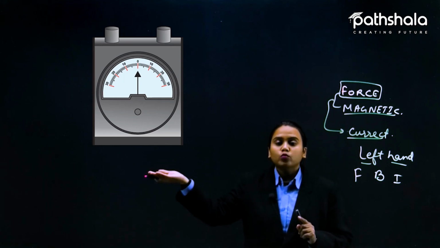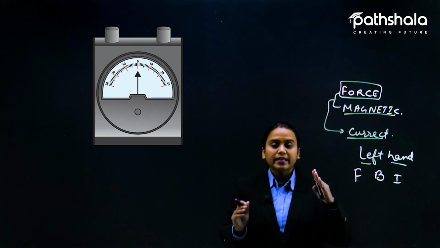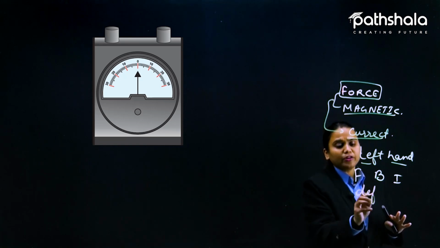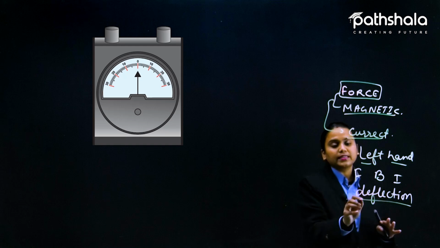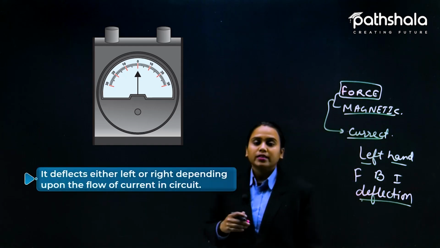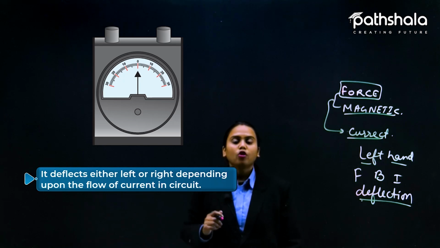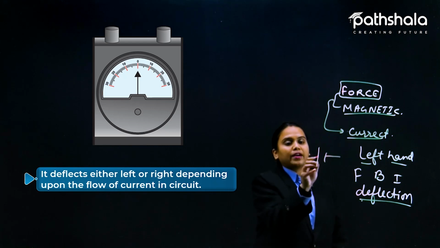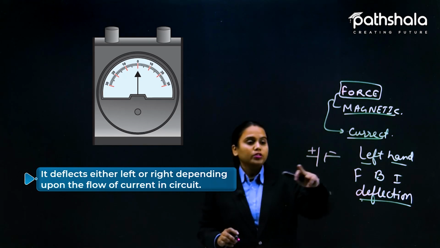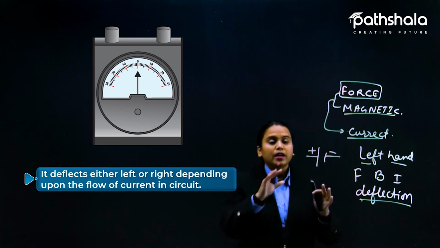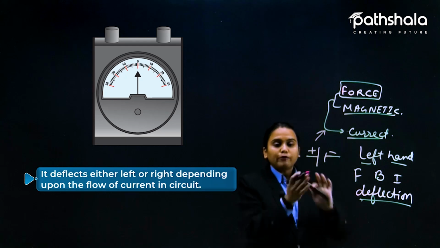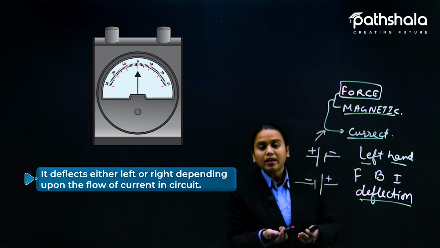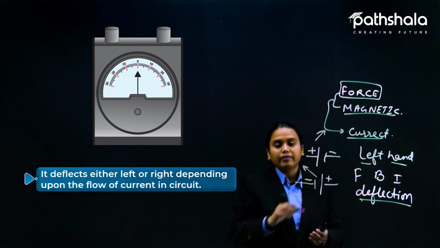In the same manner, the galvanometer is a device, and if it deflects like this, the deflection suggests that current is present here. It deflects either left or right depending upon the flow of current. Suppose we connect the battery terminals, positive to negative, and it deflects in this way. If we interchange the battery's position, it will show the reverse direction and deflect the other way.